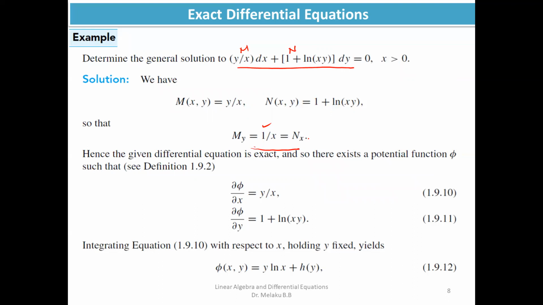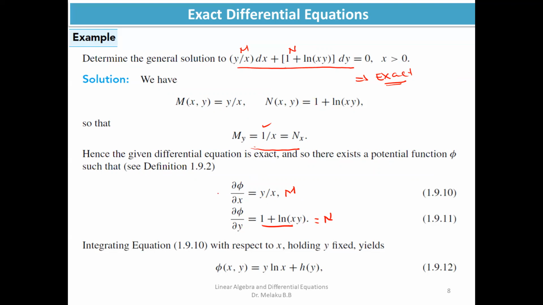If the differential equation is exact, we have said that there is a potential function phi such that partial of phi with respect to x is M, and partial of phi with respect to y is N. You can take it from here. This is N, and this one is M.